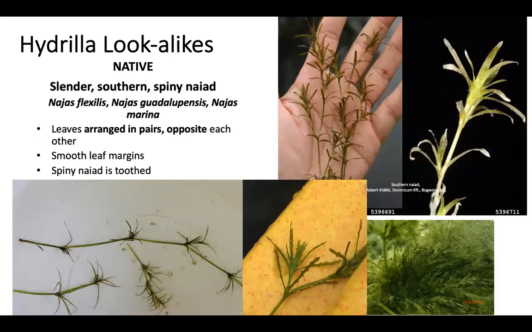So next, we have a variety of native naiads. Naiads are lookalikes, but when you look at them, the leaves are arranged in pairs and they're opposite from each other. So once you identify the arrangement of the leaves, you can say, we know that's not hydrilla. Hydrilla has whorls. And many of them do have smooth leaf margins. Depending on which one you're talking about, spiny naiad actually has very toothed margins, and you can see that in the center photo on the bottom of the screen. If you pulled that one up, it's pretty obvious that it's different from the other naiads.